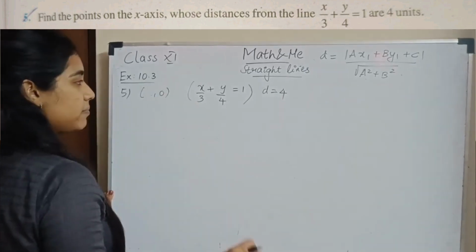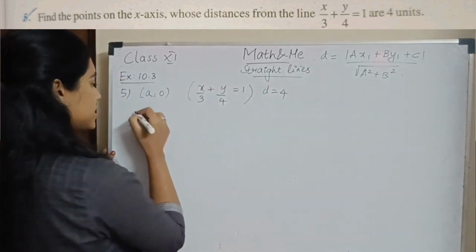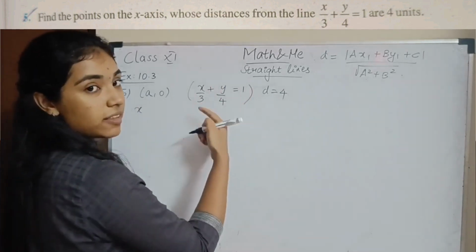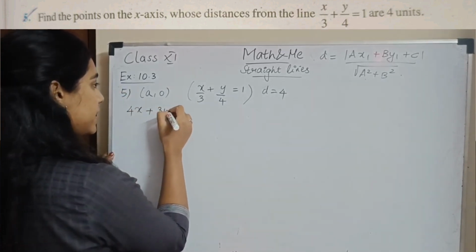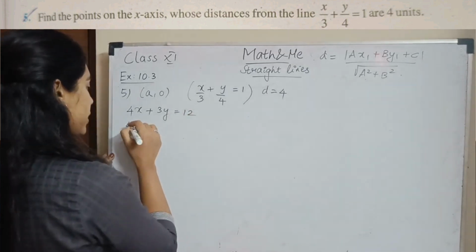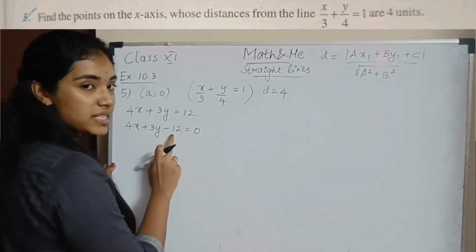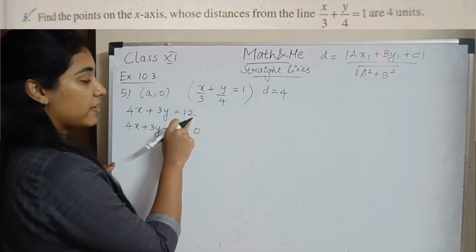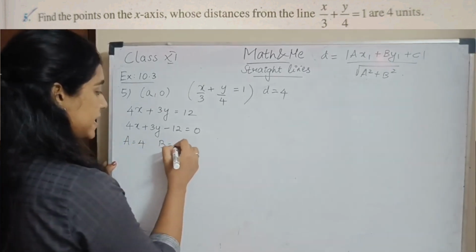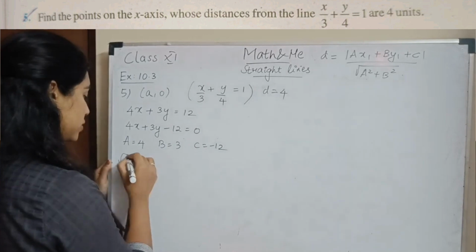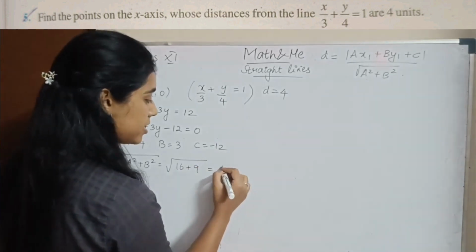Let me name it as a in order to avoid confusion with x and y. So use the same formula. First, let me simplify this equation and bring it into the form ax + by + c = 0. So 4x + 3y = 12, which gives 4x + 3y - 12 = 0. Always remember it is ax + by + c = 0. Never take your value to be c when the value of c is to the right of the equal to symbol. So a is 4, b is 3, c is -12. The root of a squared plus b squared is the root of 16 plus 9, which is 25, and that is 5.